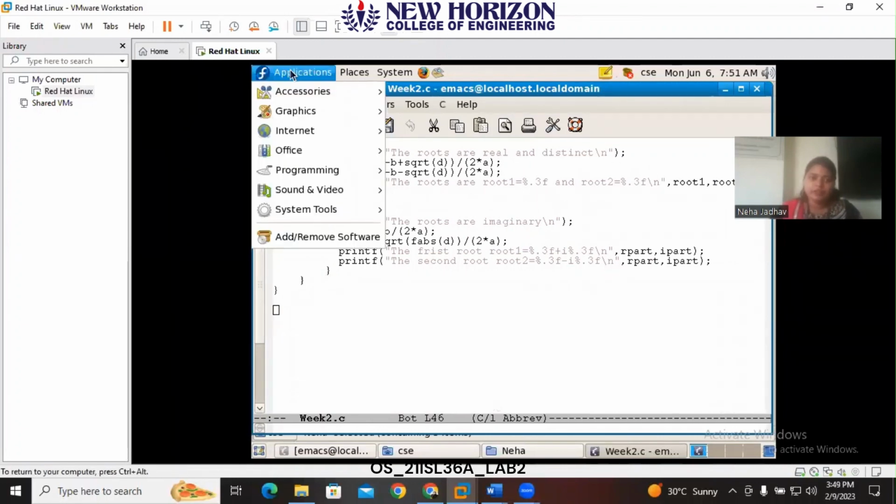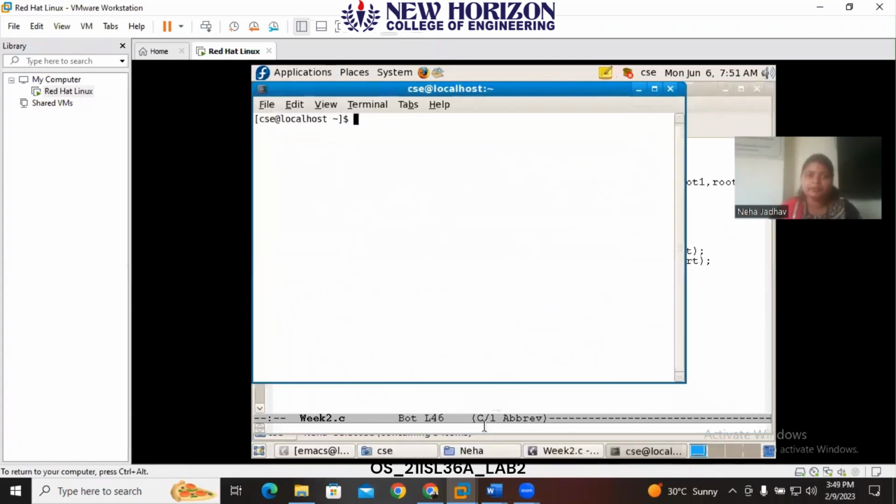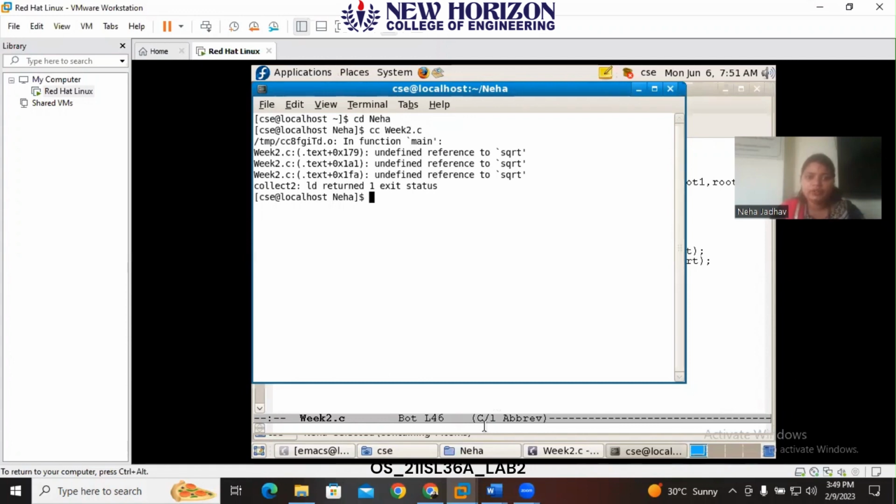To run this program, we need to go to Application, System Tools, Terminal. After that, we first go to that particular directory. Then we use the command cc week2.c, enter. It shows undefined reference to sqrt. Whenever we get this, the sqrt function is not supported by default in this Red Hat Linux. To compile, we need to give cc week2.c -lm. This is the command to compile your program wherever you are using any of the math functions. Enter, and then we don't have any errors.